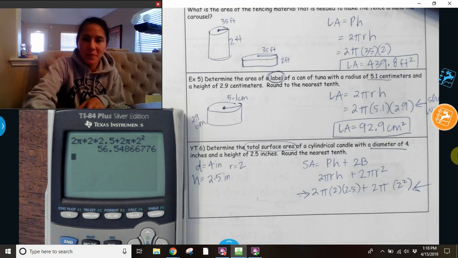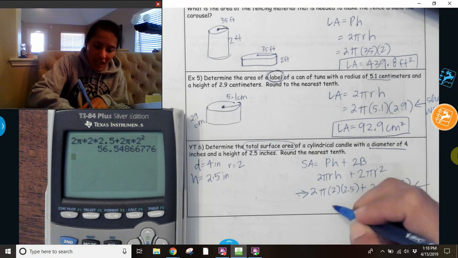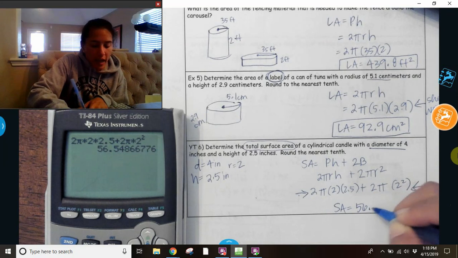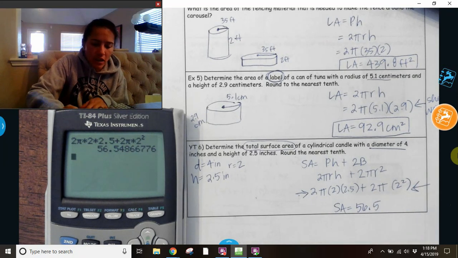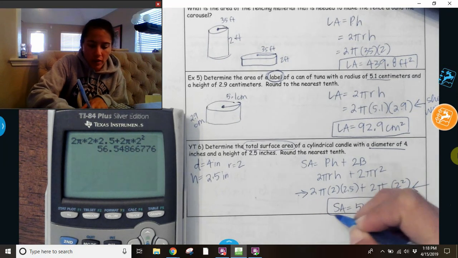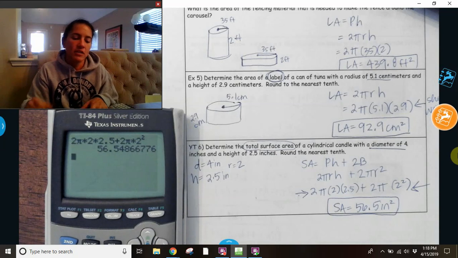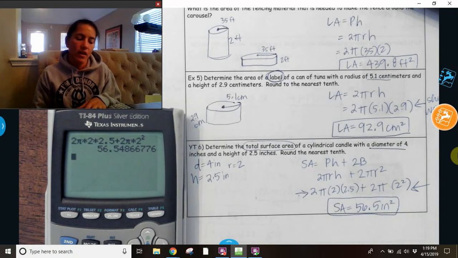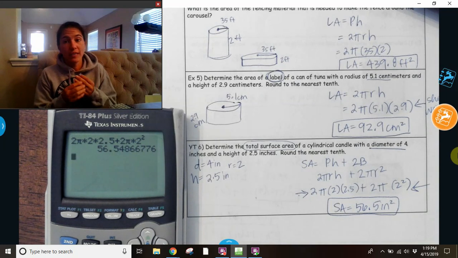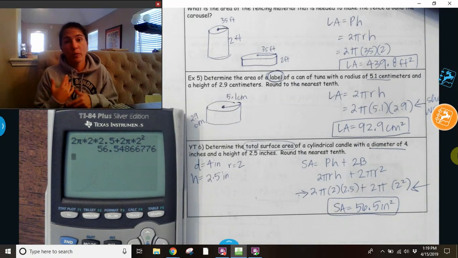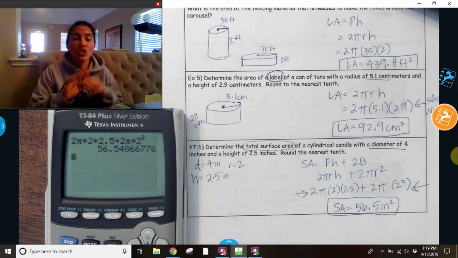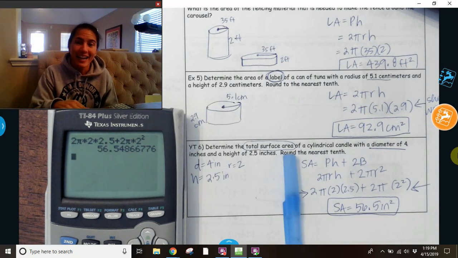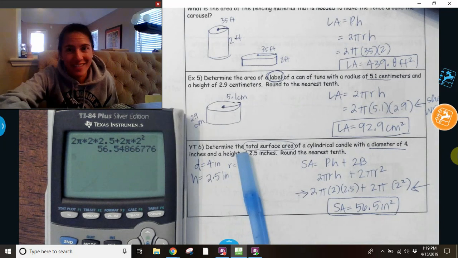And we round to the nearest tenth, and my total surface area is 56 and 5/10 inches squared. And that means, what are we talking about? Wax. So that would be if we wanted to cover this candle, let's say with a label or wrapping paper. This is the surface area of that candle, and that includes the lateral area and the two bases. Okay, we will practice more with cylinders in class.